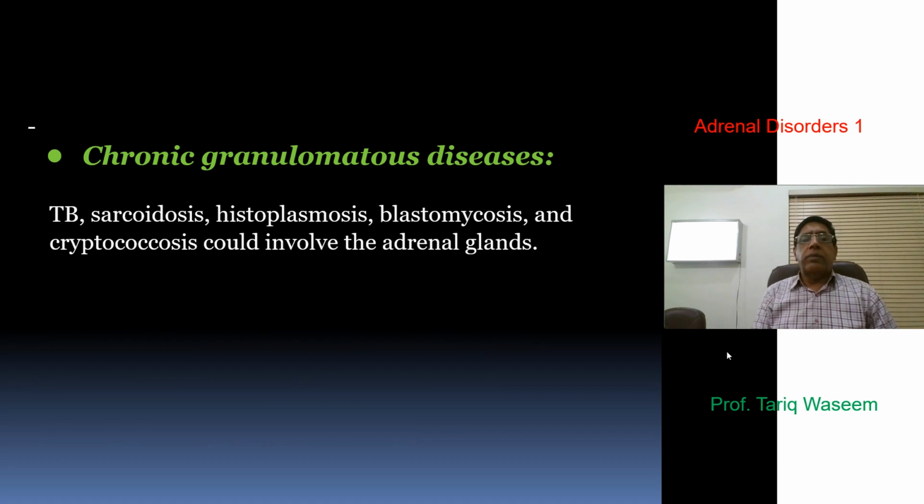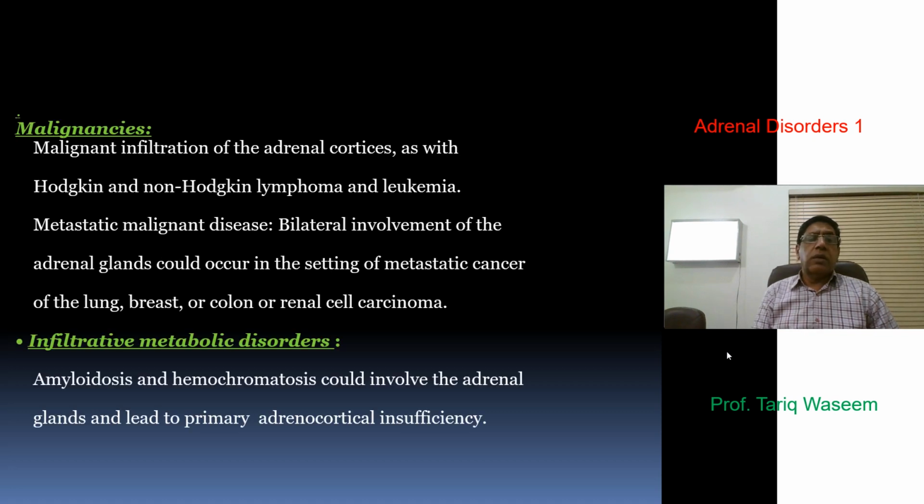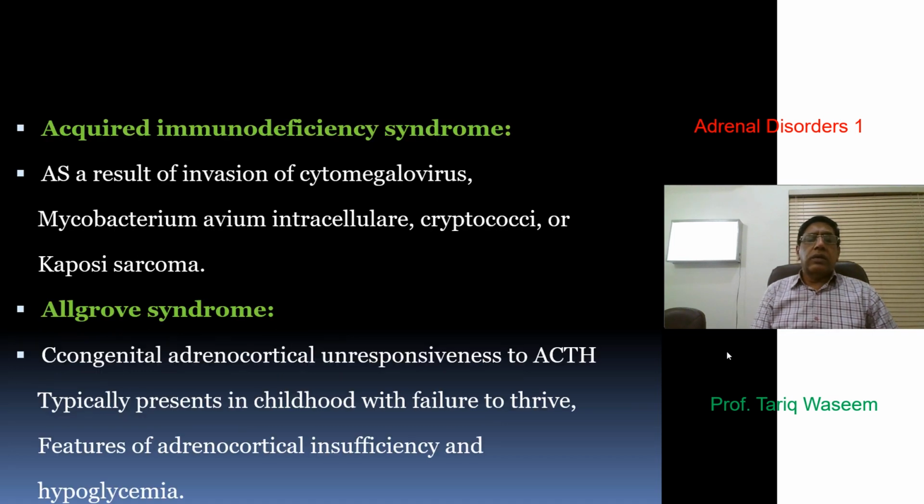It can be seen in chronic granulomatous diseases like tuberculosis, sarcoidosis, histoplasmosis, blastomycosis, and cryptococcus, which can involve the adrenal glands, particularly in patients with HIV or immunocompromised patients. Some of the malignancies may be associated with it. Similarly, some infiltrative metabolic disorders like amyloid and hemochromatosis may involve the adrenals and can lead to adrenocortical insufficiency. It should be considered in any hypotensive patient who possibly has acquired immune deficiency syndrome.